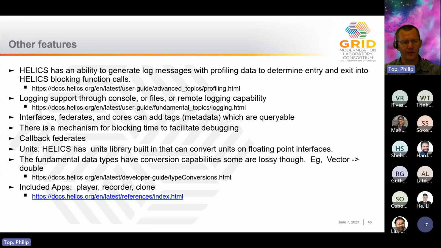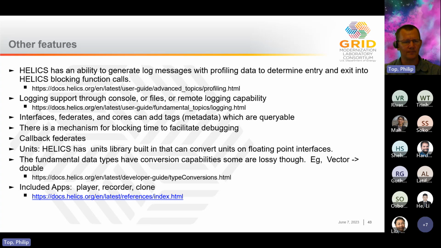Adel mentioned units, but Helix has a full units library built in that can convert basically pretty much any unit you can think of and manage them more directly. All the fundamental data types, so this includes vectors, strings, doubles, a named point, which is a string plus a double, and complex numbers. These can all be converted in some fashion to each other.